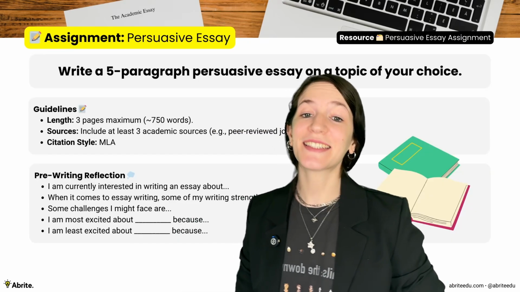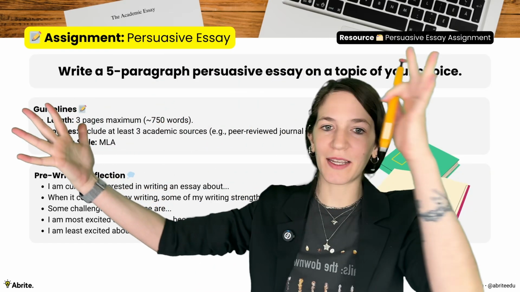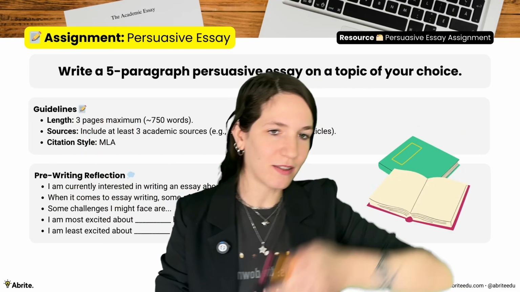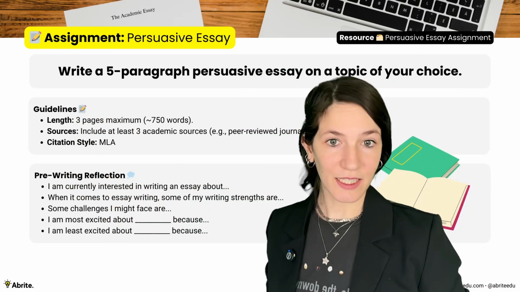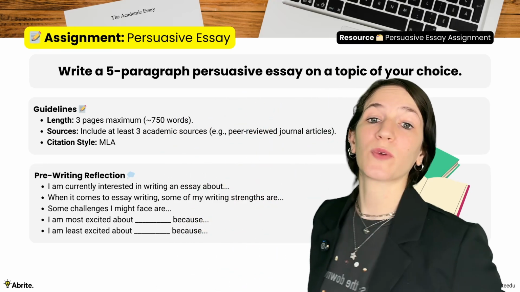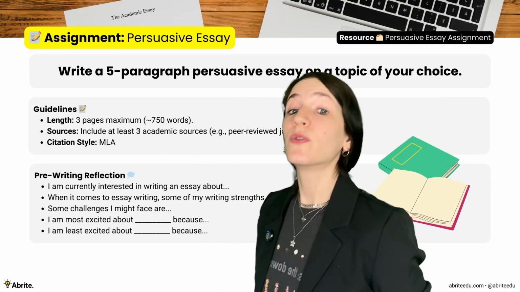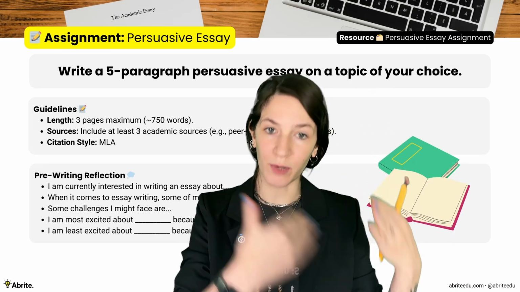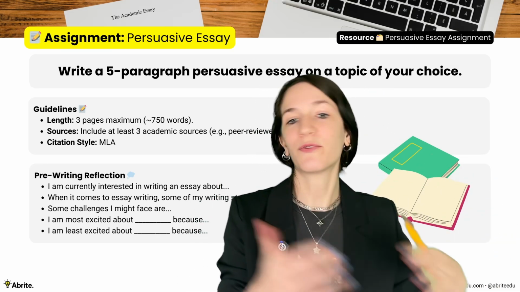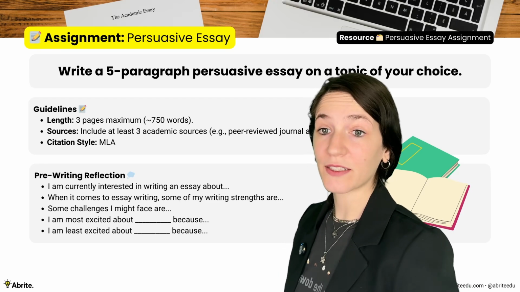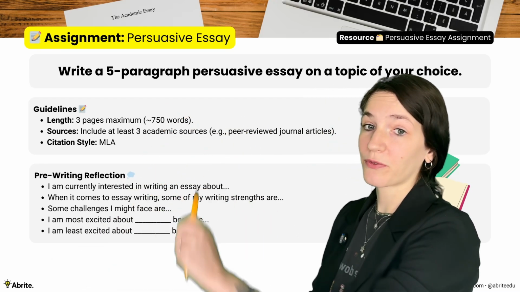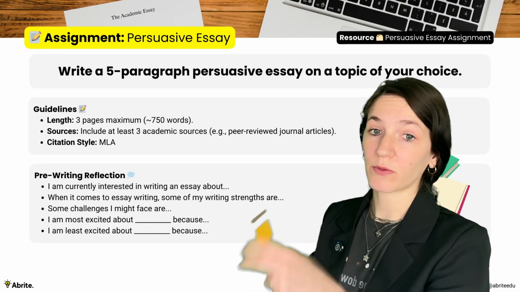Okay, let's end this lesson off with the big assignment for this series. This is what we're going to be working on from now until the end of the series. The assignment is to write a 5-paragraph persuasive essay on a topic of your choice. You can even use a topic that you're working on at school for this, although we will go through the brainstorming and topic selection process if you would just want to follow along. Here are some guidelines. It's going to be 3 pages maximum, so about 750 words. We have to have at least 3 academic sources in it, so peer-reviewed journal articles.